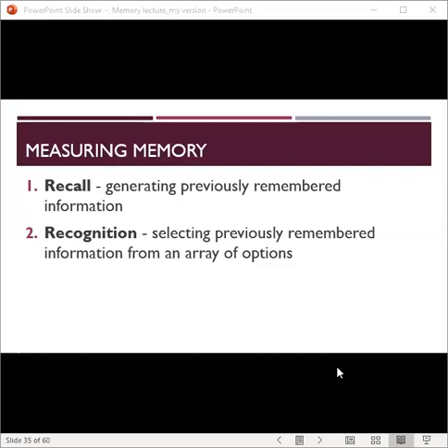Think about when you're given a multiple choice exam versus a short answer exam. With recall, you could be completely off the rails, but with recognition, you typically have at least a 1 in 4 shot of getting the right answer.